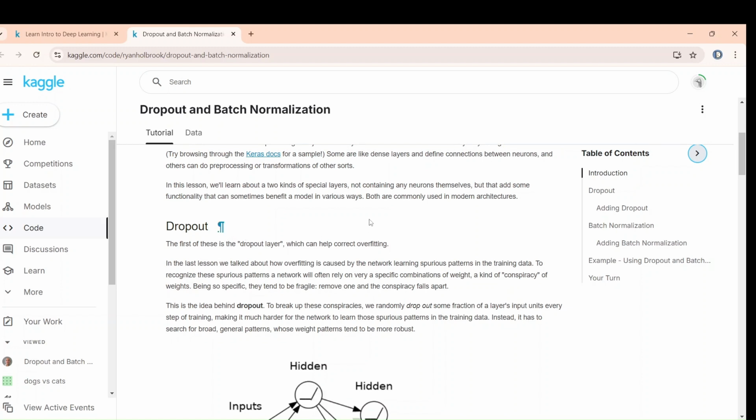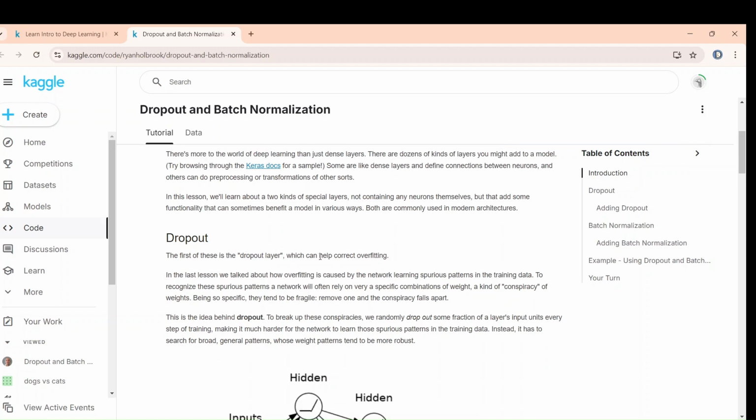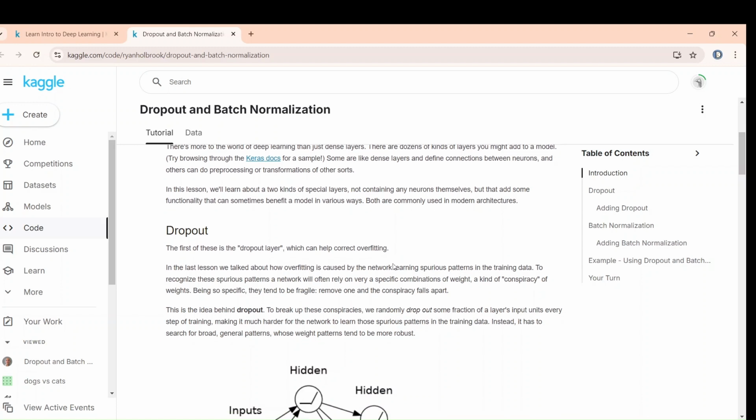One is dropout. The first of these is the dropout layer, which can help correct overfitting. Overfitting, you remember, we studied in our last class. Overfitting means that the model is performing extremely well during training, but not on unseen data, not on testing data. Okay, why is that so? Because it is memorizing all the data points, like all the signals and all the random noises also. So it is memorizing every point. It has seen all the data. That's why it is performing well. It has cheated simply. Not cheated, but memorized the thing.